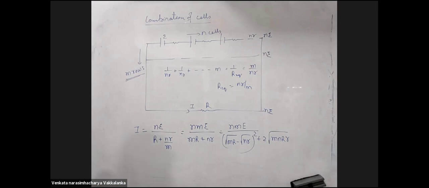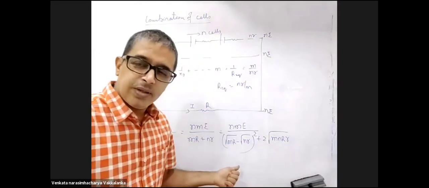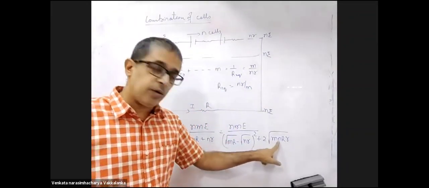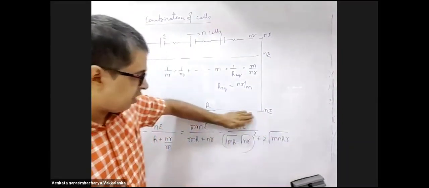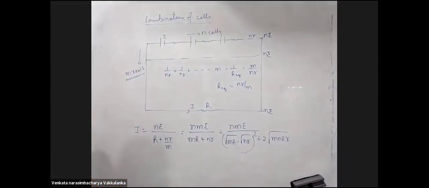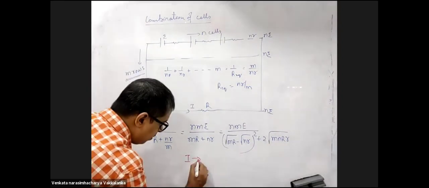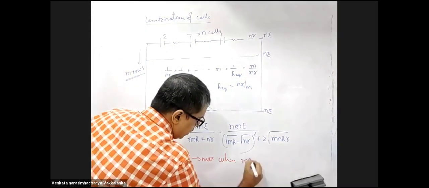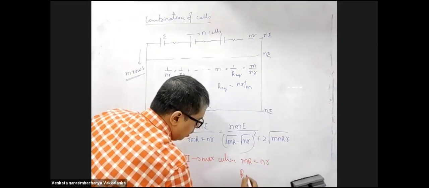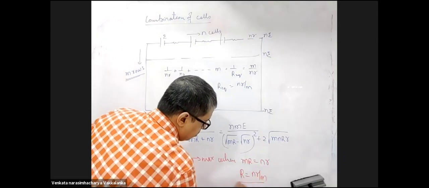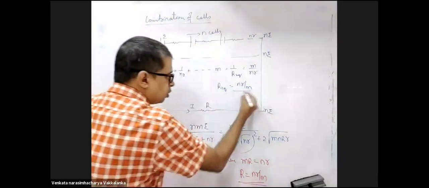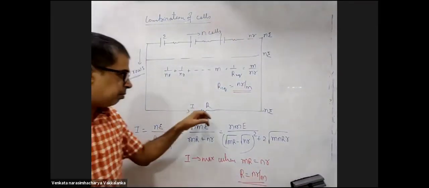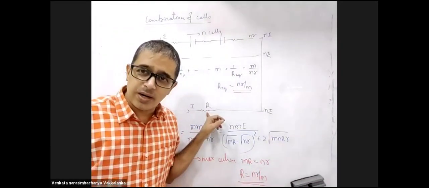Yes, sir, getting. Why did you do this? Because total number of cells are constant. M into N is constant. This is a constant. When will current be maximum? I will be maximum when MR is equal to NR, or R is NR by N. R should be equal to the internal resistance of whole of this combination when maximum power is transferred through R.